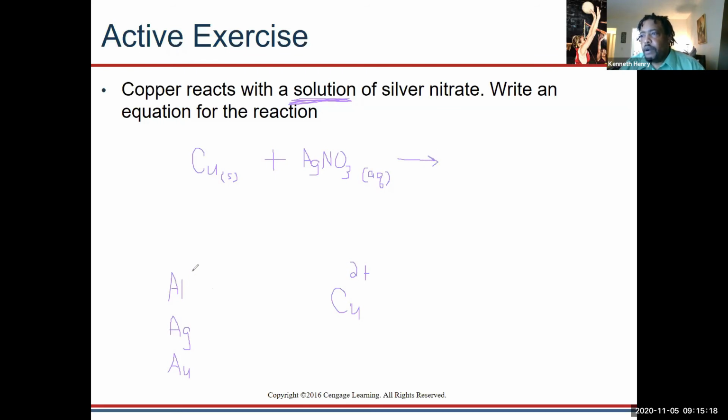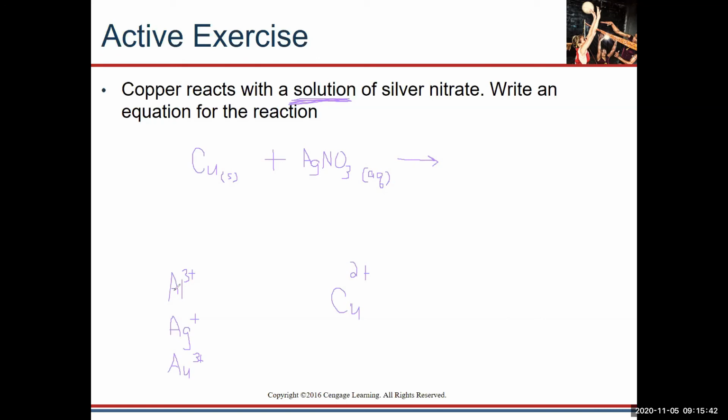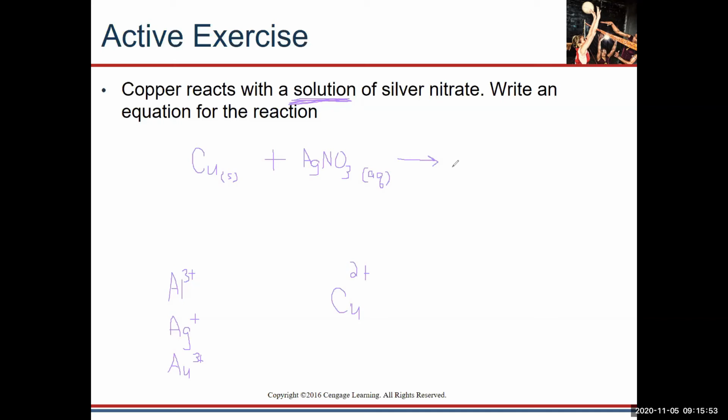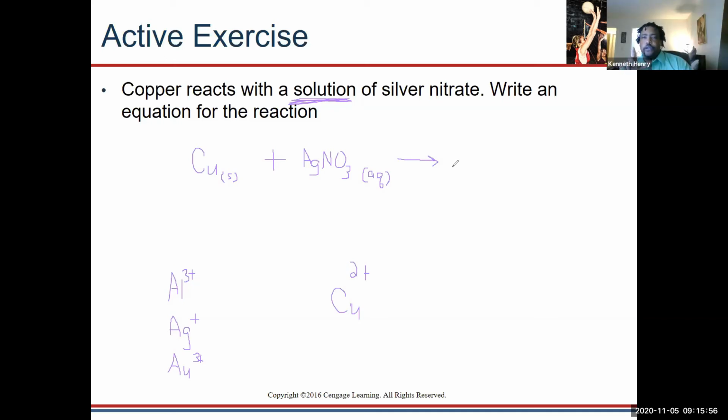Silver is going to form a 1+. This one's going to form a 3+. My bad, aluminum. Silver is going to form a 1+, and gold is also going to form a 3+. And that's only when they're doing single replacement reactions, except for aluminum. Aluminum is always like that, and silver's +1 almost all the time. Okay. So what are going to be my products if I'm replacing the old girlfriend for the new girlfriend?